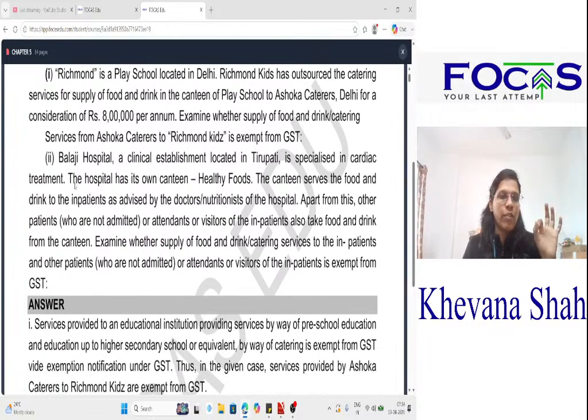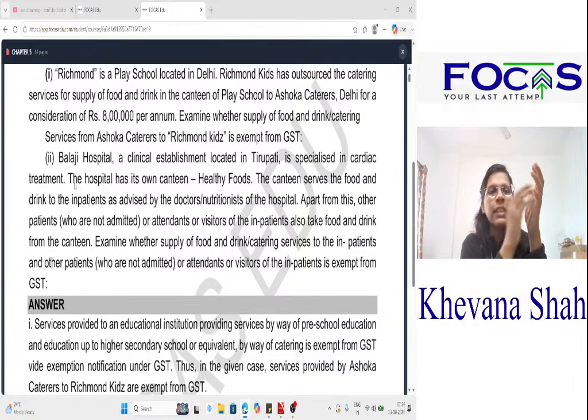And we have the second question. Balaji Hospital, a clinical establishment located in Tirupati, is specialized in cardiac treatment. The hospital has its own canteen, healthy foods. The canteen serves the food and drinks to the inpatients as advised by the doctors or nutritionists of the hospital. Apart from this, other patients who are not admitted or attendants of visitors.